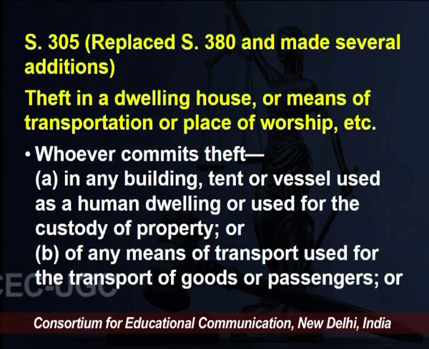Then there is a new provision in the form of section 305 which has replaced the old section 380 of the Indian Penal Code, and additionally many new points have been added therein. See, section 380 had a very restricted and narrow definition. Now what does 305 say? It deals with theft in a dwelling house or means of transportation or place of worship.